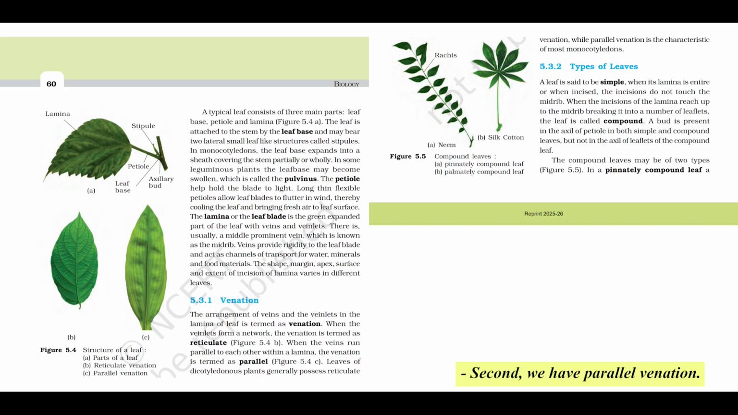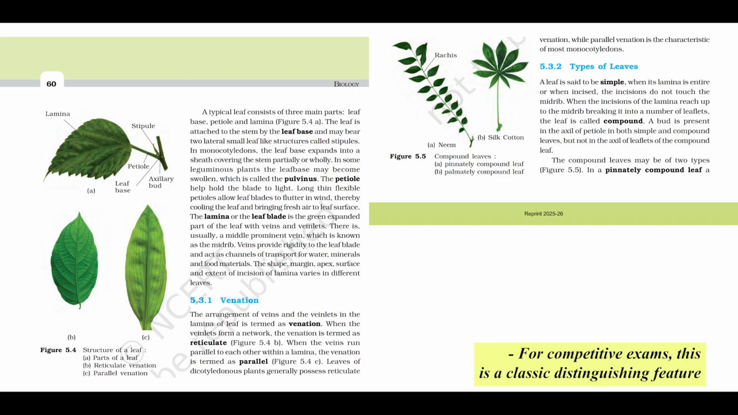Second, we have parallel venation. Here, the veins run parallel to each other within the lamina, without forming a distinct interconnected network. They can run parallel to the midrib, like in many grasses, or they can run parallel to each other from the base of the lamina, converging towards the apex. This type of venation is characteristic of most monocotyledons. Think of a banana leaf or a grass blade. You'll notice the prominent lines running side by side without crossing over extensively. Figure 5.4c will help you visualize these parallel lines. Parallel lines for monocots. Got it.